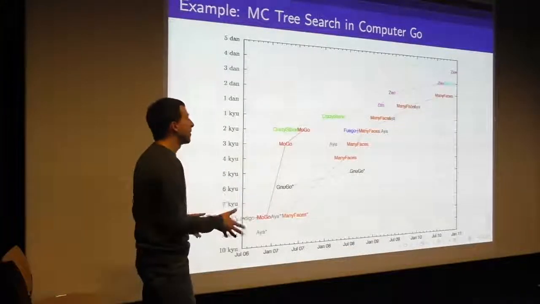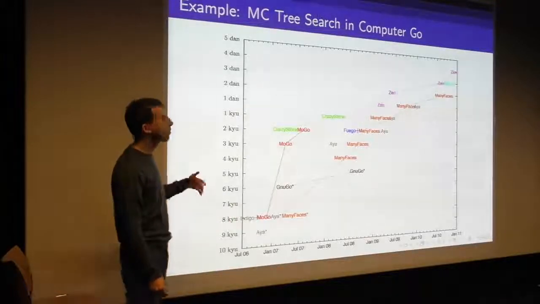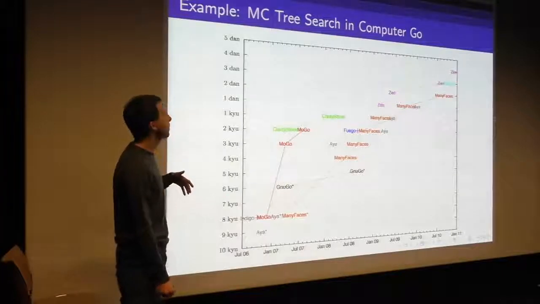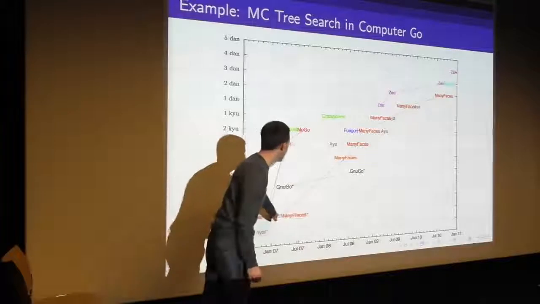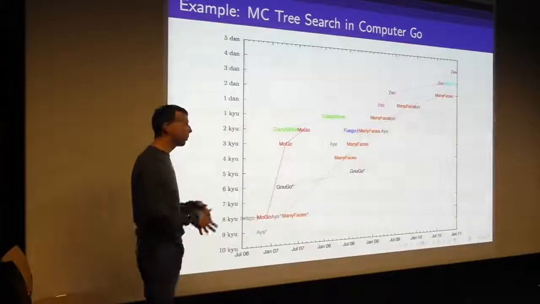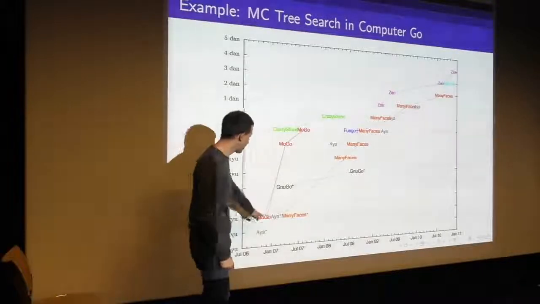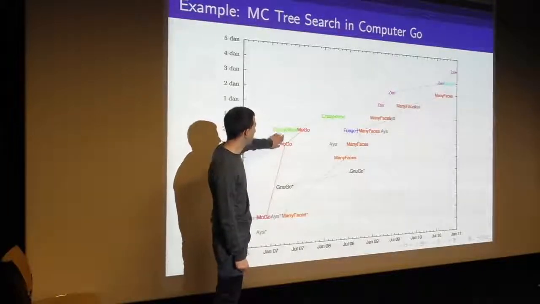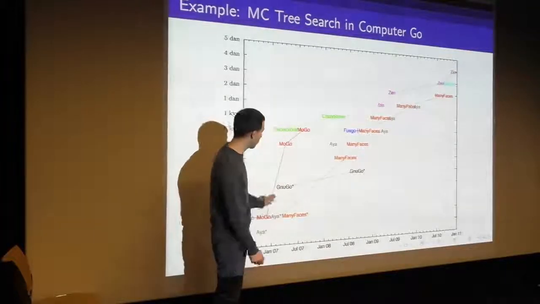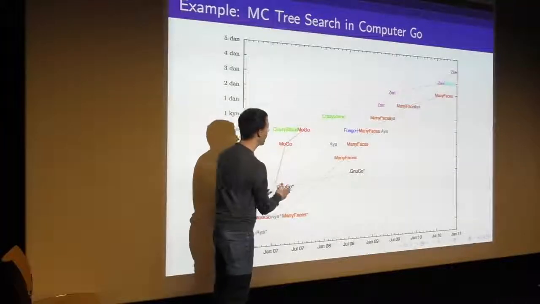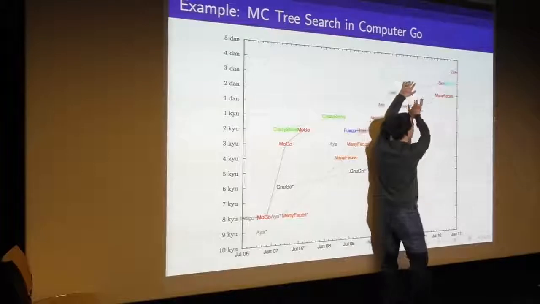So just to go back to the Go example, how does this work? This is a plot of how strong Go programs have become over time. And what we see is that these asterisk programs down here were the state of the art before these Monte Carlo search algorithms came around. And then the first Monte Carlo search programs, Mogo and Crazy Stone, came along and made these big leaps forward in performance that very quickly overtook. And there's been this steady progress. All of these programs are Monte Carlo programs.